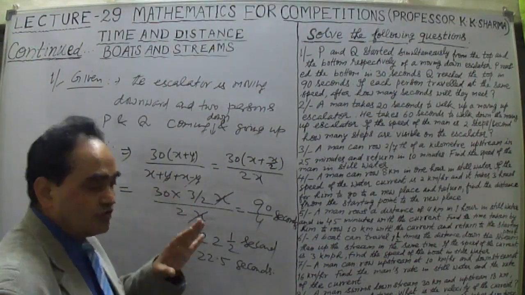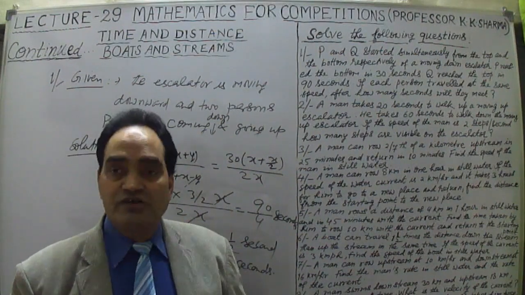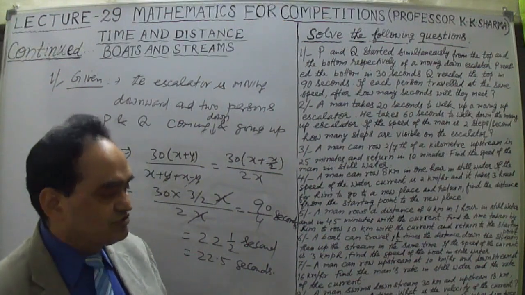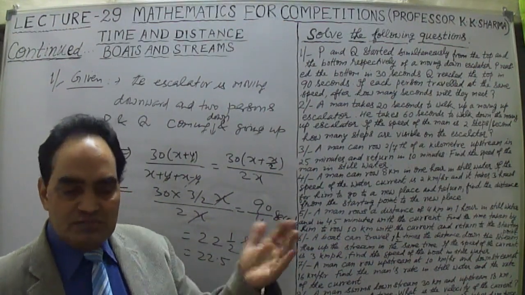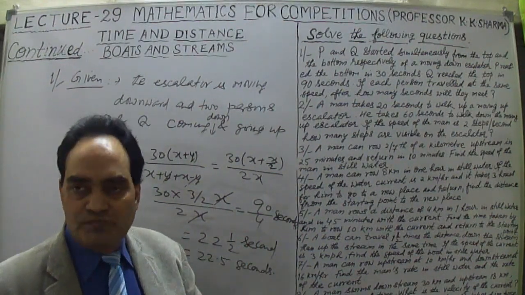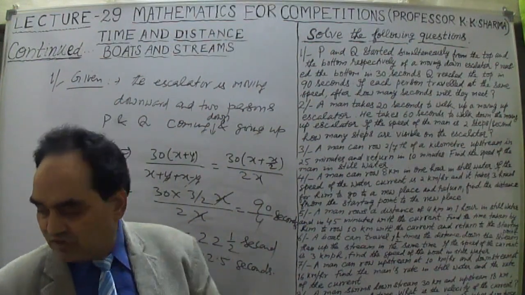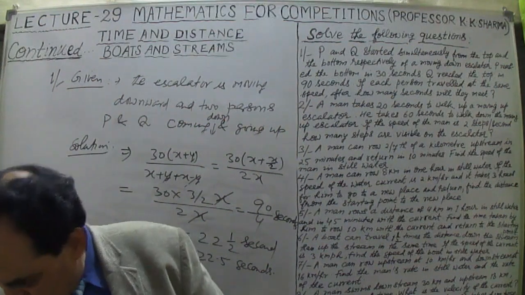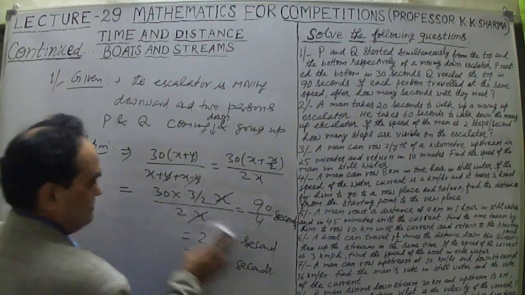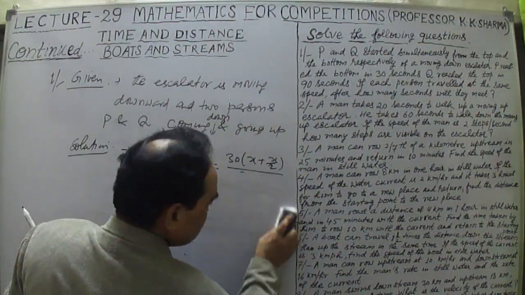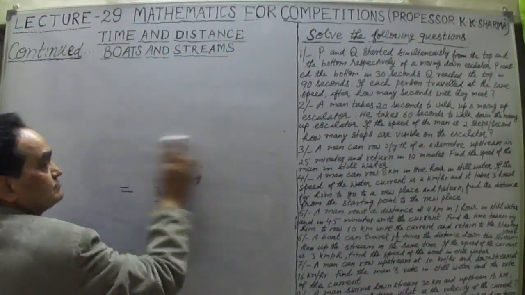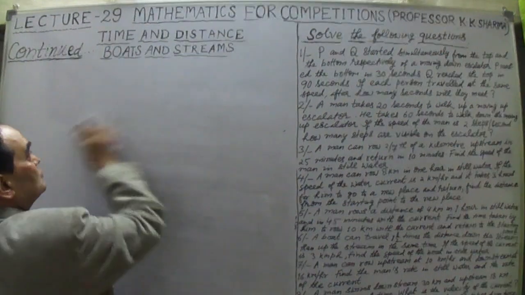This is the process of solving questions based on escalators. They are just moving just like streams. Streams are just like an escalator, and the persons who are moving are just like boatmen or boats, or a man swimming in the stream, in the river. That is the point. Now let me take question number 2. So this is the process of solving escalator type of questions. That was question number 1.